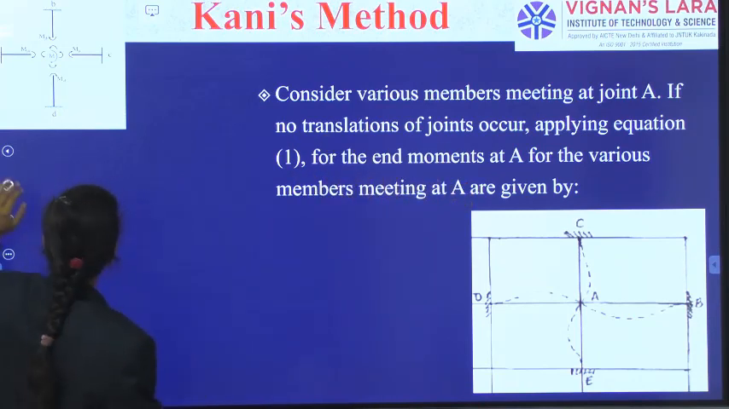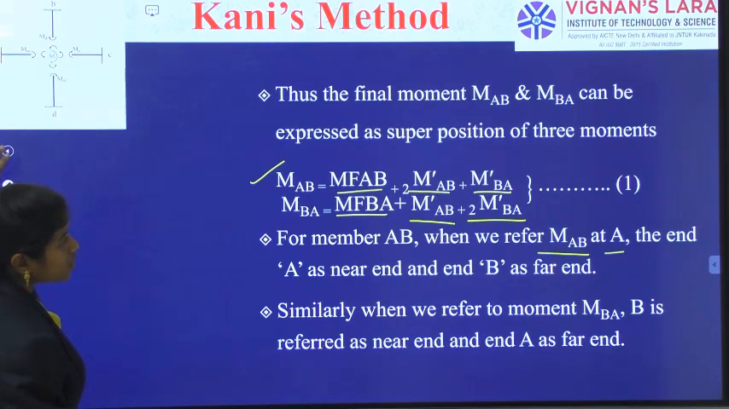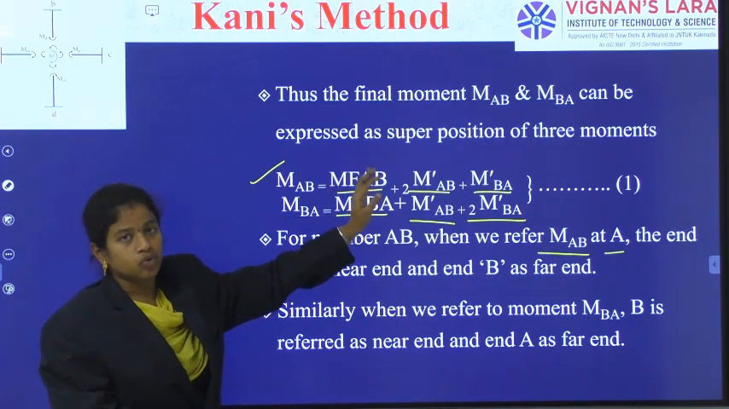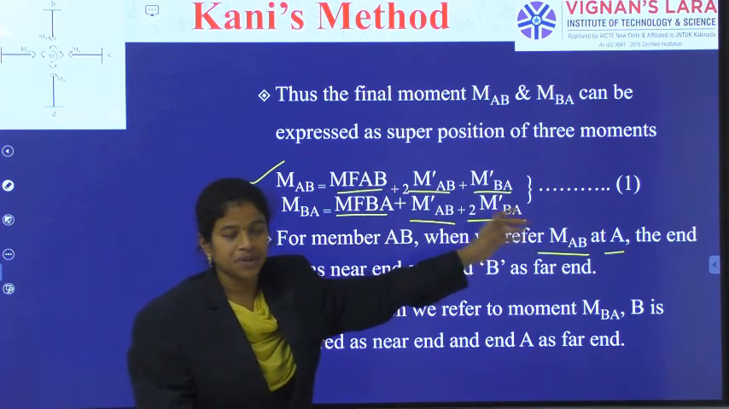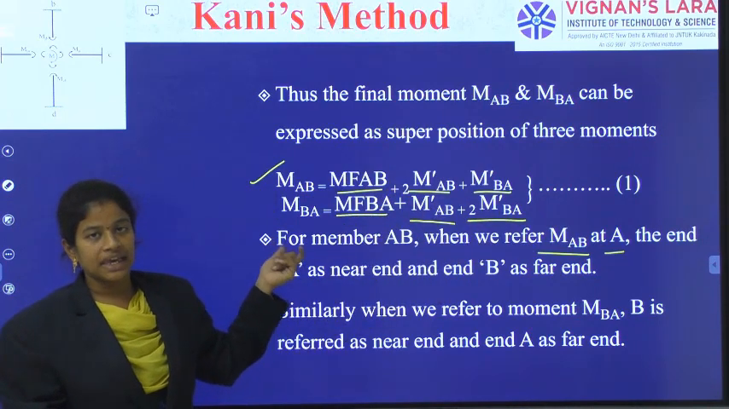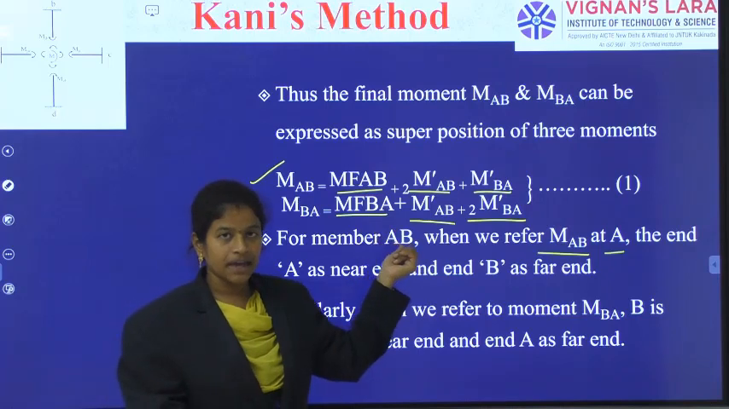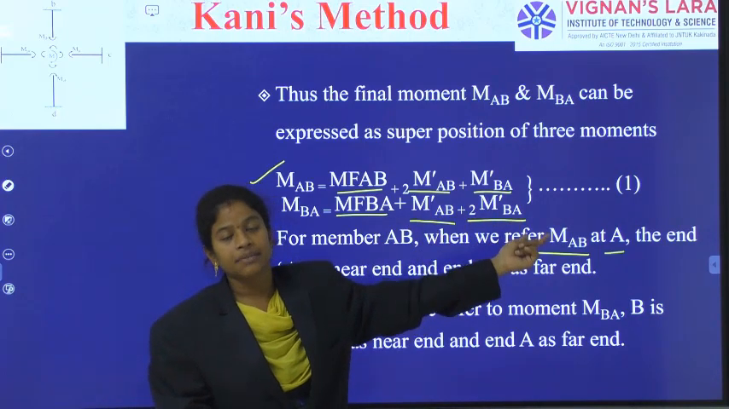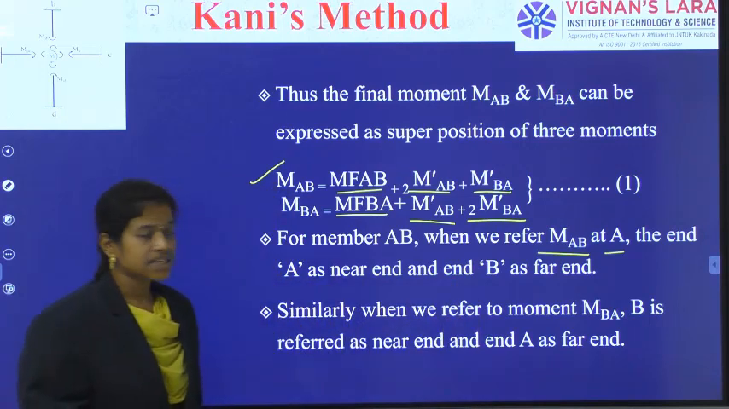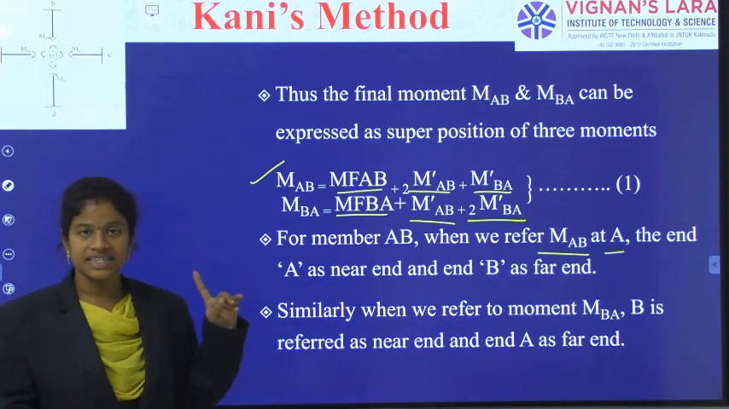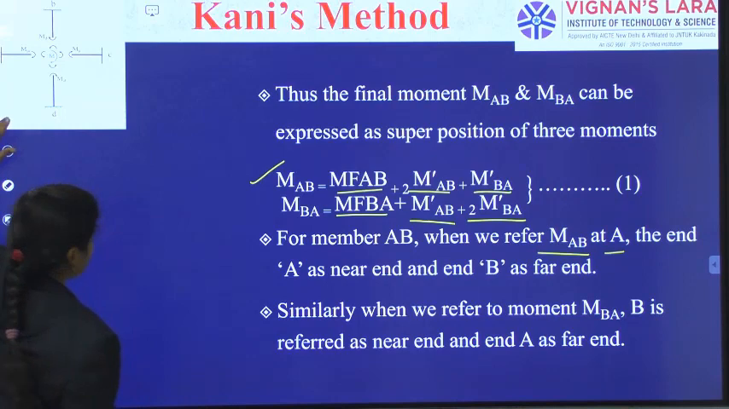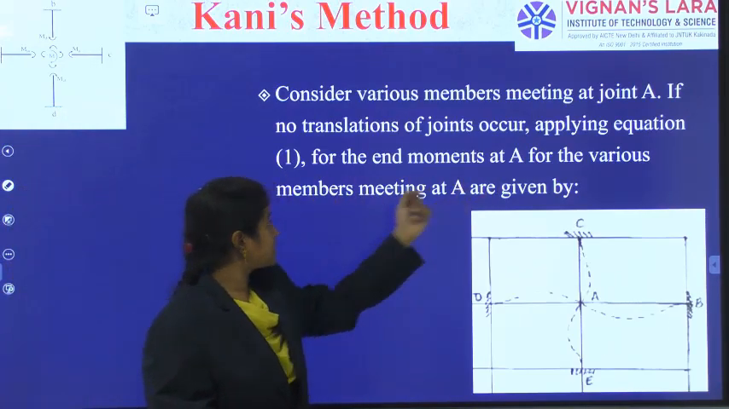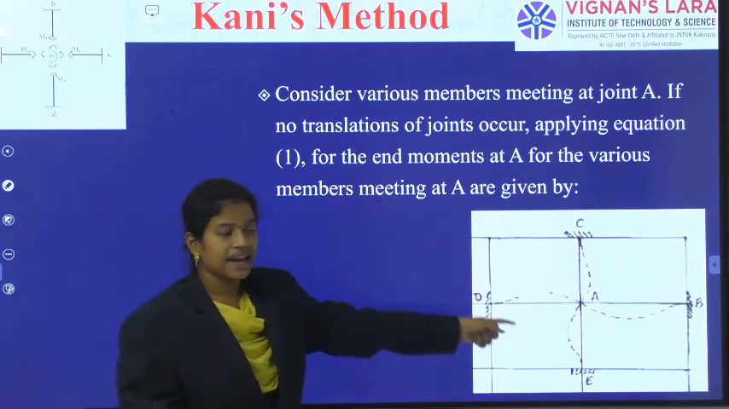What is our equation 1? MAB is equal to MFAB plus 2 times M dash AB plus M dash BA. Similarly, MBA is equal to MFBA plus M dash AB plus 2 times M dash BA. So, these equations in a pair we call equation number 1. Now, from equation 1, for the end moment at A for the various members meeting at A.